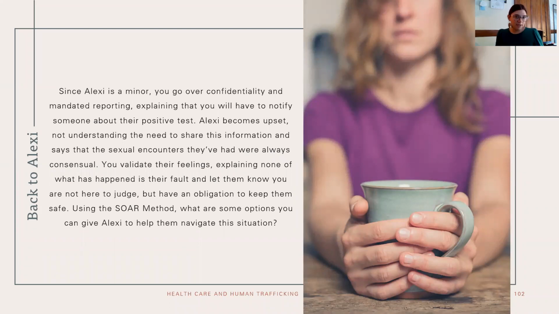Coming back to Alexi. So again, these are fictional stories, but they are examples of real experiences that accurately depict trafficking. Since Alexi is a minor, you go over confidentiality and mandated reporting, explaining that you'll have to notify somebody about their positive test. Alexi becomes upset, doesn't understand the need to share this information, and says that the sexual encounters they've had were always consensual. You validate their feelings, explaining that none of what is happening to them is their fault. And you let them know that you are not here to judge, but you have an obligation to keep them safe. Using the SOAR method, what are some options you can give Alexi to help them navigate this situation?